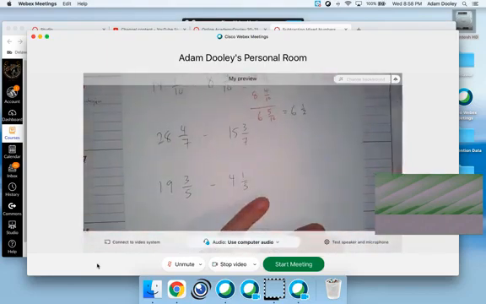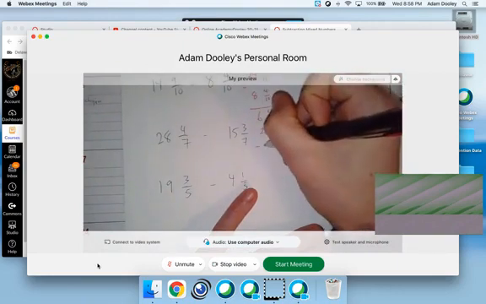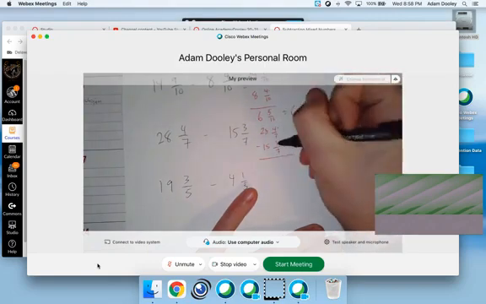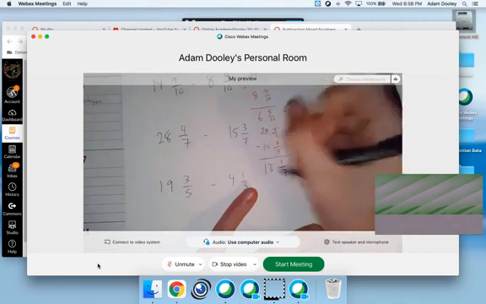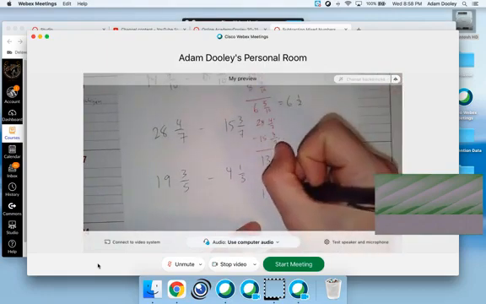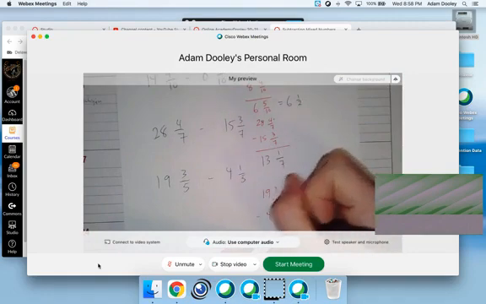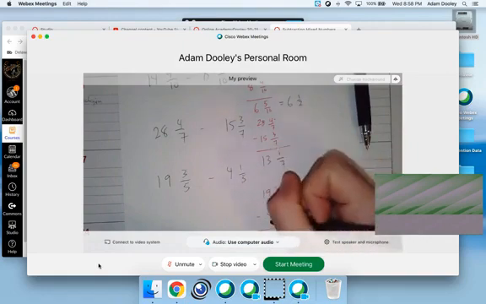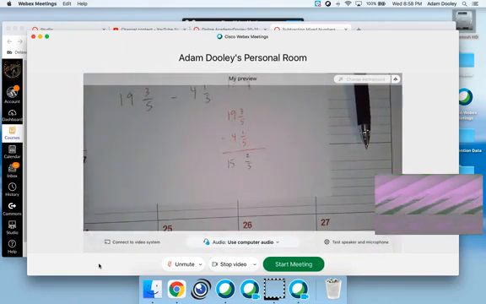Let's try this next one. So this is 28 4/7 minus 15 3/7. So we simply do 4 minus 3 is 1/7, and 28 minus 15 is simply 13. And the last one is 19 3/5 minus 4 1/5. So what we do is 3 minus 1 is 2/5. 19 minus 4 is 15. 15 2/5. So I will confirm our answers.